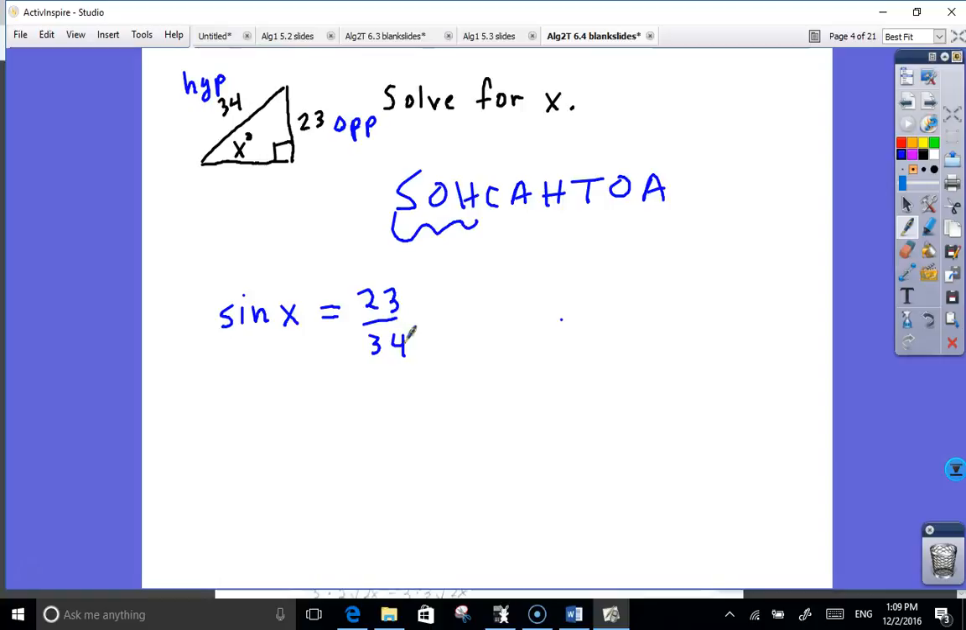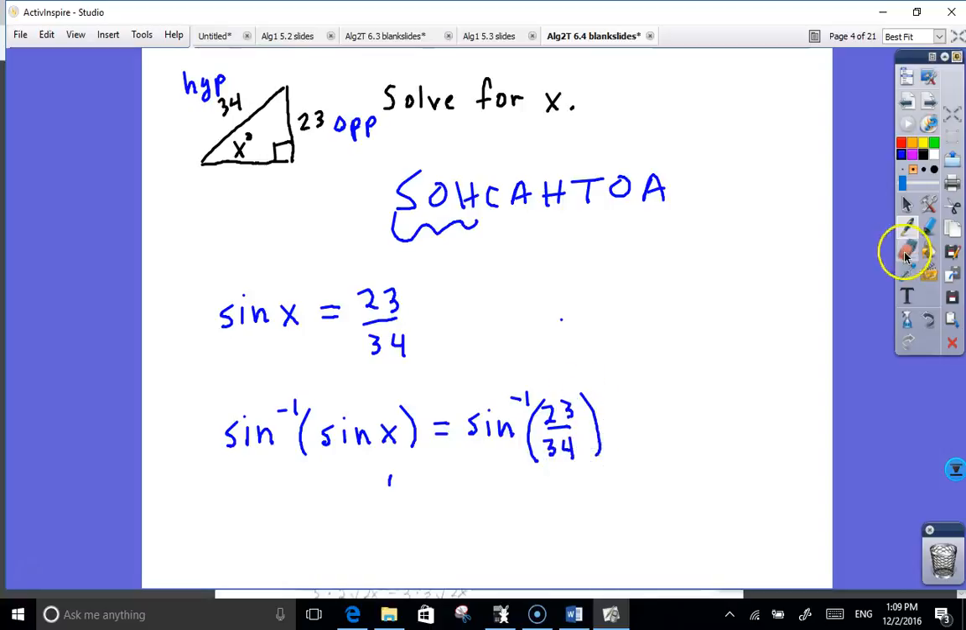This is what you really do, right? But you probably didn't show this when you were doing this in geometry. In fact, you do sine inverse of sine of x equals sine inverse of 23 over 34. You take the sine inverse of both sides, right? It's still algebra, so if I do it to one side, I've got to do it to the other side. But this right here, the sine inverse of the sine, that's a composition. We're just putting one function into the other.